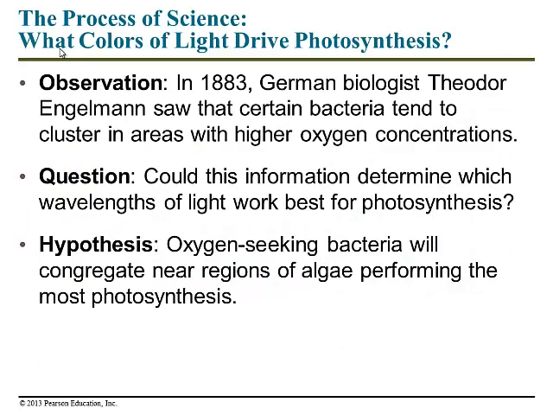In 1883, a German biologist by the name of Theodor Engelmann saw that certain bacteria tended to cluster in areas with higher oxygen concentrations. I wonder what those bacteria wanted. Could this information determine which wavelengths of light would work best for photosynthesis? Oxygen-seeking bacteria will congregate near regions of algae. And what are algae doing?